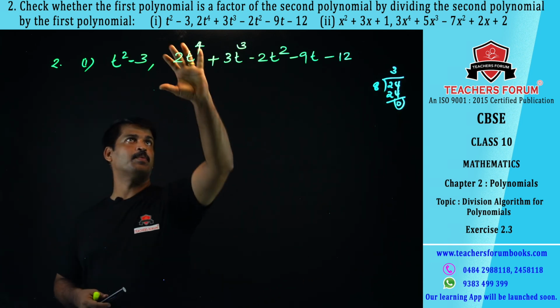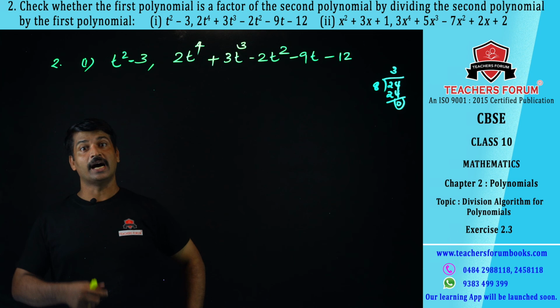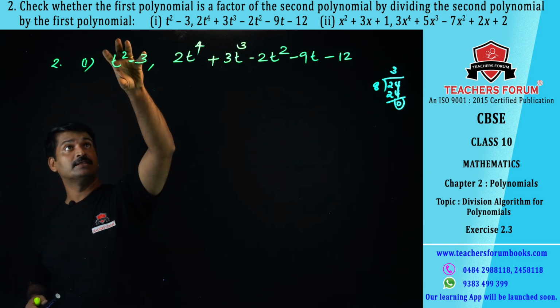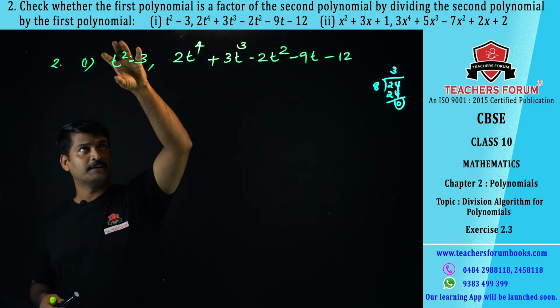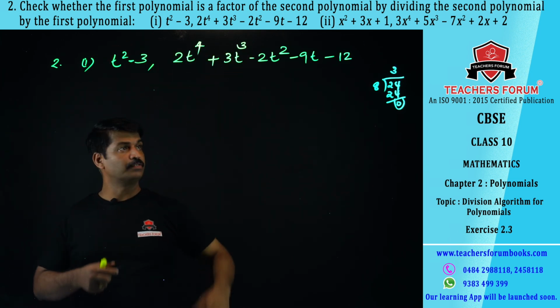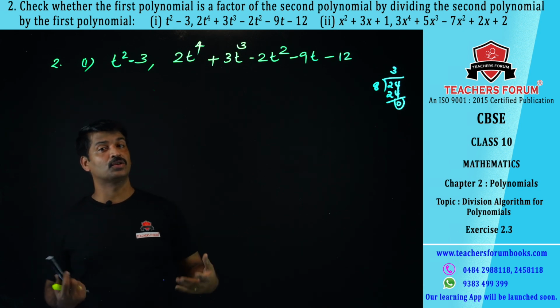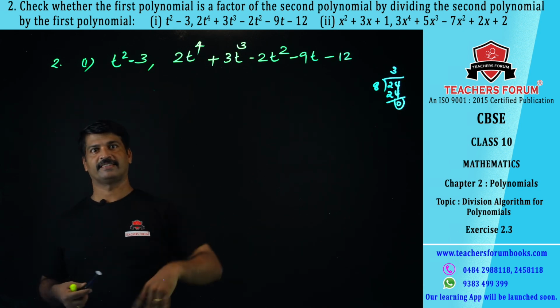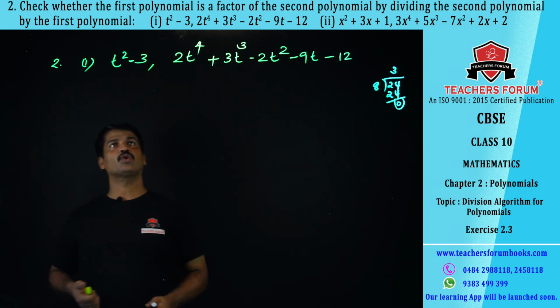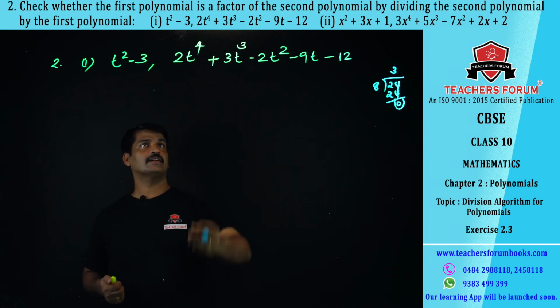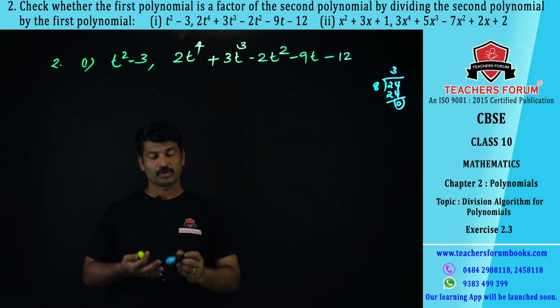We have to divide this polynomial by this polynomial and check whether this g of x is a factor of this polynomial. When you divide, if you get the remainder 0, surely it will be a factor. Let us find out whether t square minus 3 is a factor of this polynomial. So what to do?